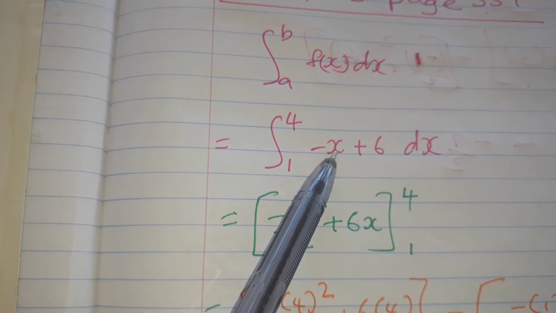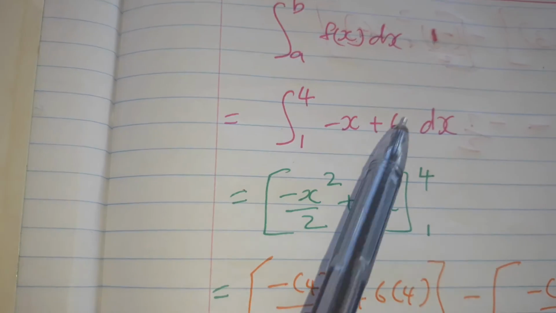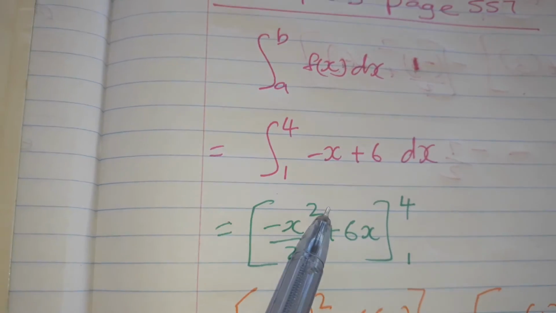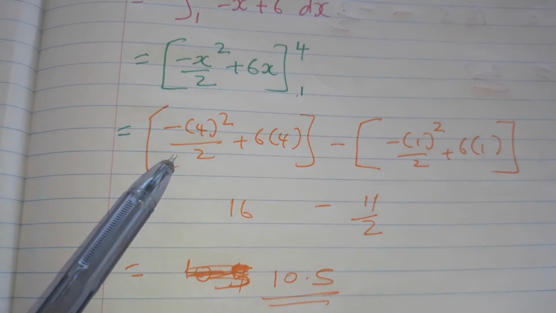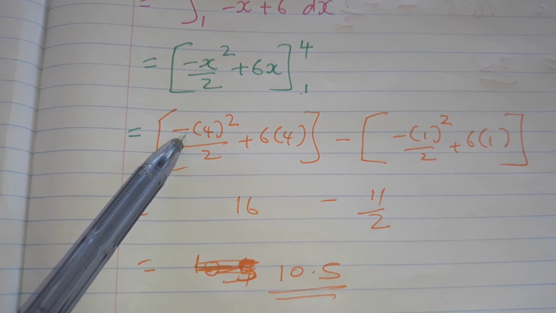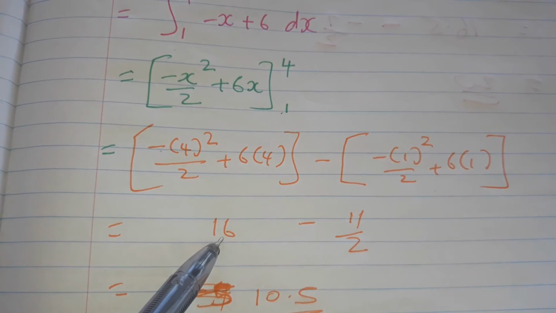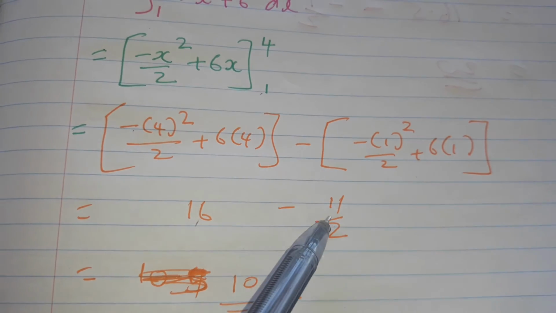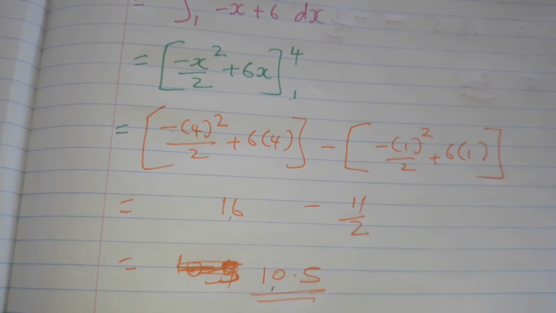Okay, so once I integrate, -x will become -x squared upon 2, 6 will become 6x. So I have those two, this is my integrated expression already, and I'm going to be substituting 4 and 1. So once I substitute 4, keep in mind this negative sign is outside here. You have to be very careful when you're dealing with the negative values, right? And once you put that on the calculator, you get the answer 16 minus, then I'm going to be substituting the value of 1. Once you put that on the calculator, you get 11 upon 2. So 16 minus 11 upon 2, you get the answer 10.5.